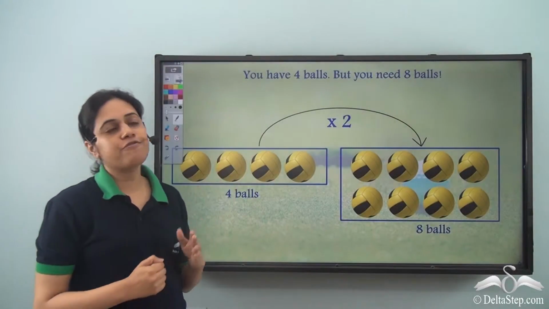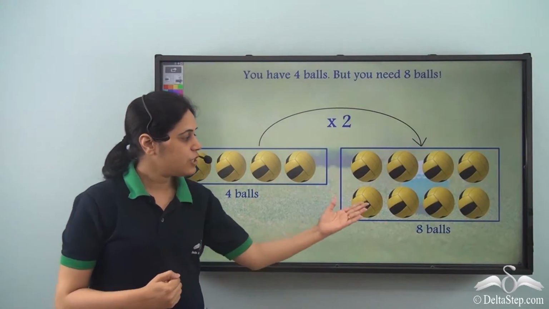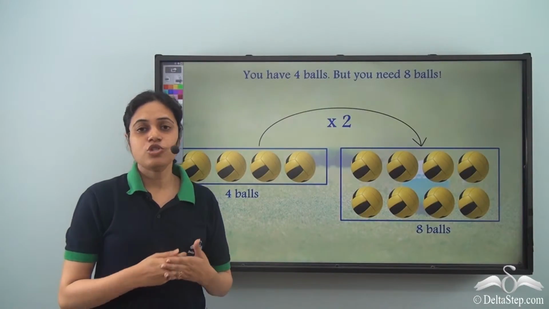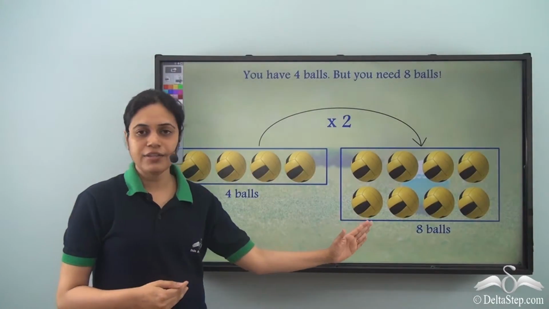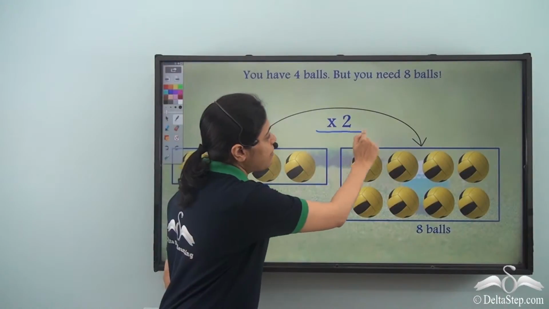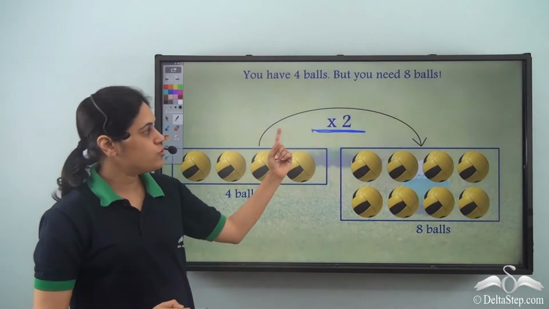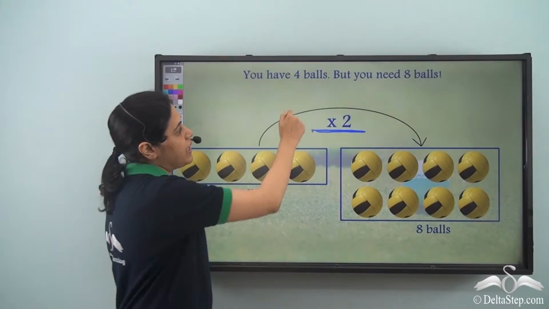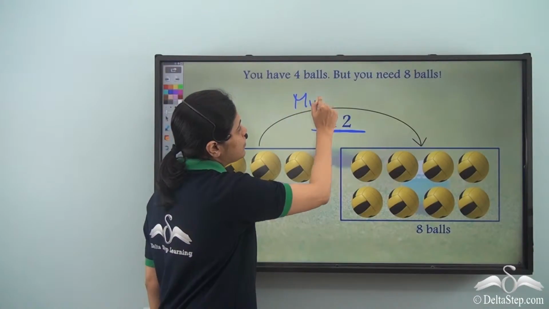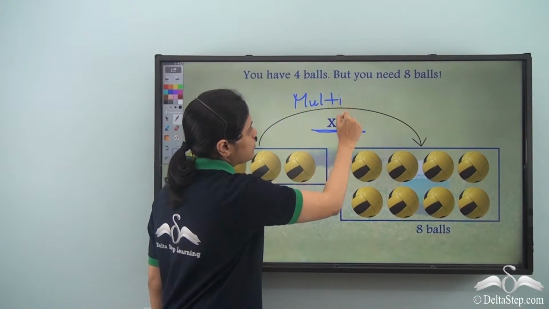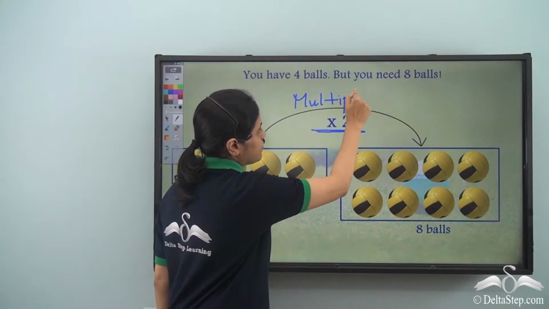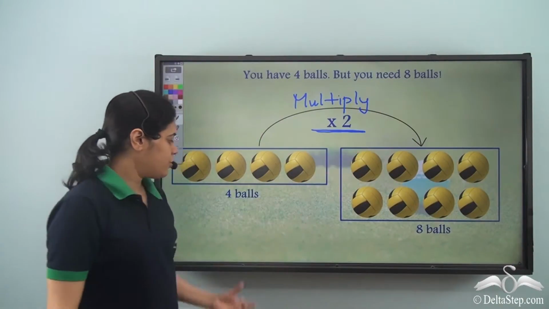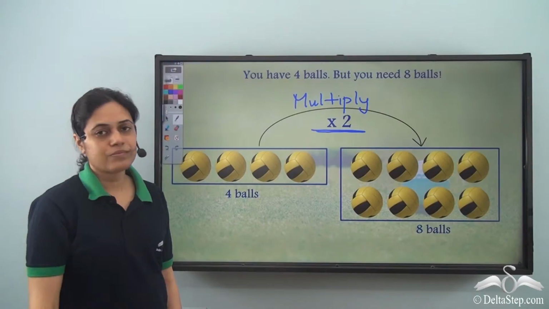Now, suppose you have 4 balls, but you need 8 balls. So, how will you go from 4 to 8? You need to multiply by 2. So, if you do into 2 or if you multiply, you can go from 4 to 8.